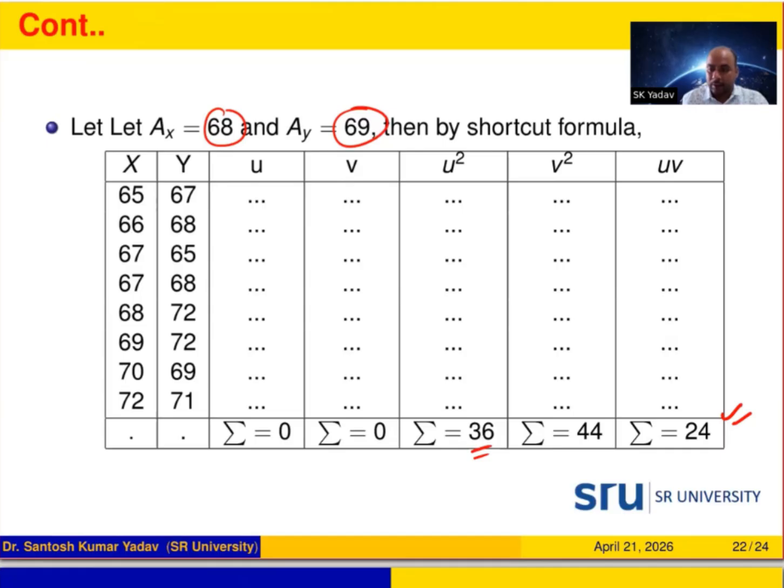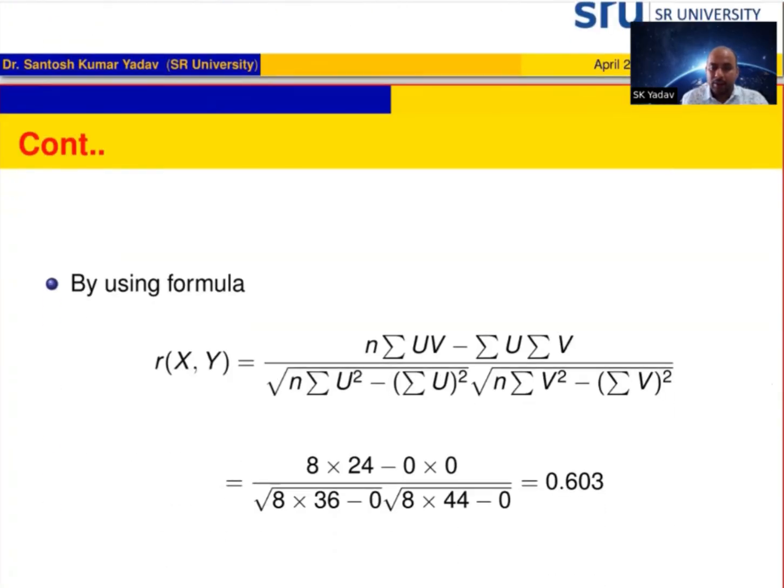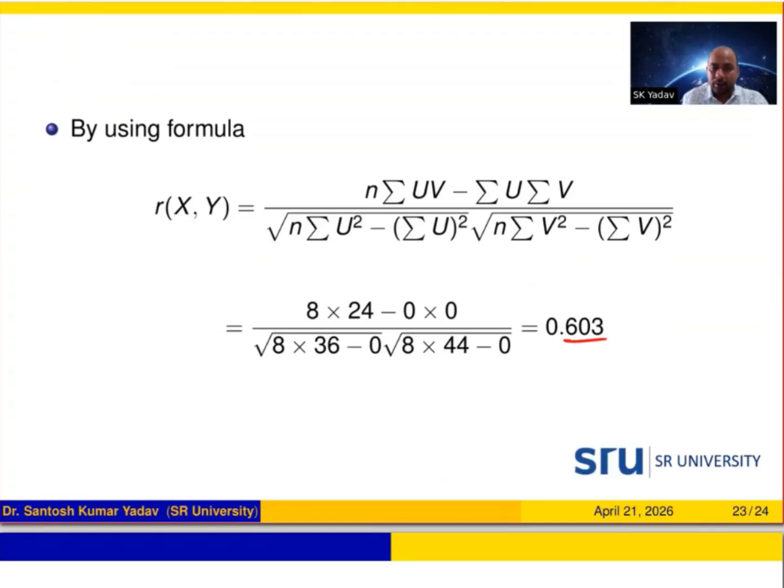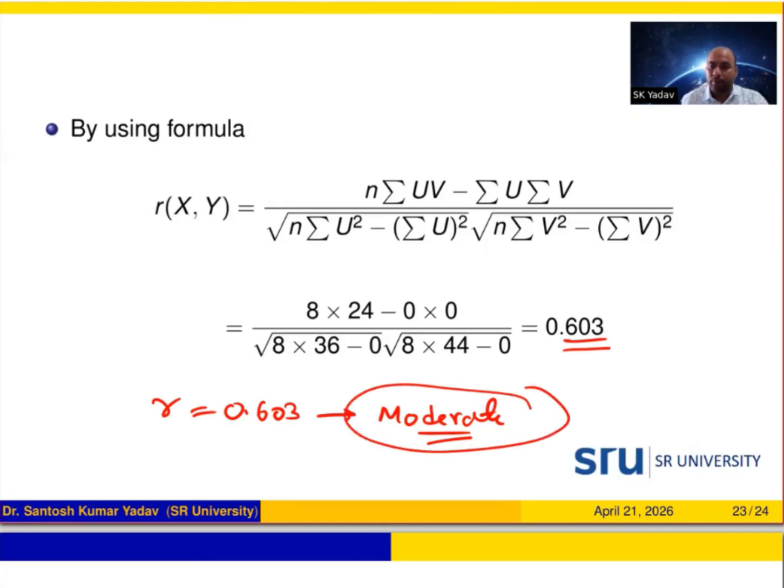Based on this, you will get these summations 36, 44 and 24, and these two are 0. It's very interesting. Calculation is very easy, and R is around 0.63. So this implies R equals 0.603. This implies a moderate kind of correlation between height of father and height of sons. That means it is not necessary that if the father's height is more, then the son's height will also be more. That's why it is a moderate type of correlation.